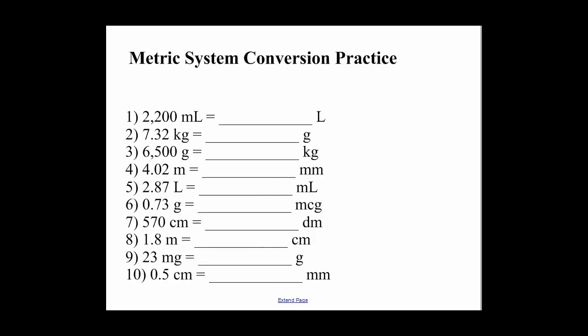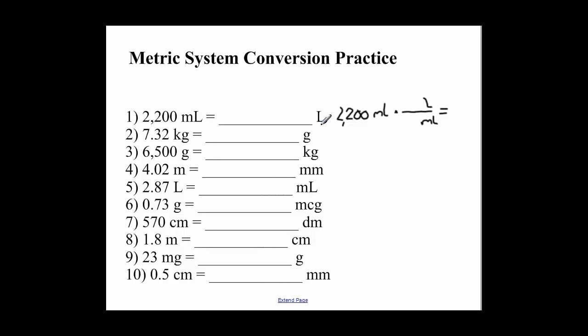For example, on the first problem, we have 2,200 milliliters. So we could begin by writing what is known, or what we are given, which is 2,200 milliliters. We can times that by a form of 1, a unit fraction, with milliliters, that unit, in the denominator, and liters in the numerator, because if you look at our problem, our answer has to be in liters.